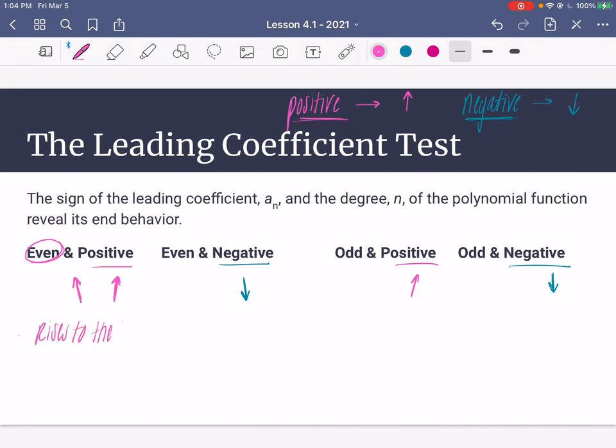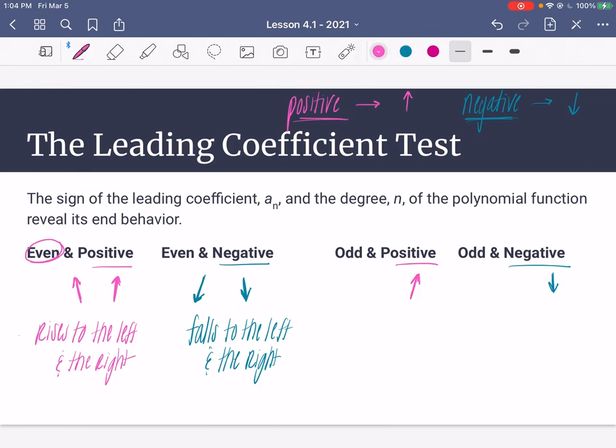To the left and the right. Okay, even and negative. So we know the right side is going to point down because it's negative. Even, the left side is going to point the same direction to even it out. So this, we would say, the end behavior is that the graph falls both to the left and right. And you're going to have some homework problems like this that ask you for a description of the end behavior.